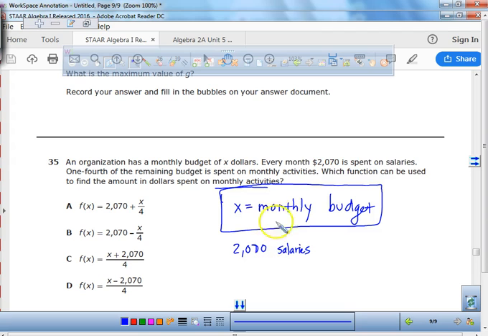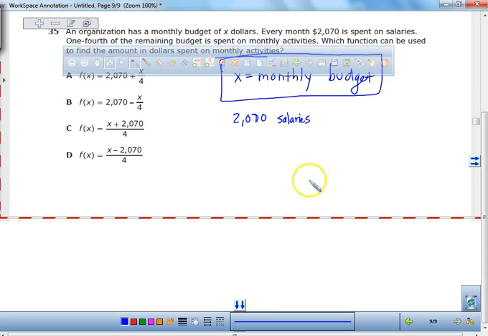All right. So 2,070 of this is spent every single month, right? So we have to figure out 1/4 of the remaining budget. So we have to take 1/4 of whatever we have left. Let's think about this. So X, that's the total, right? That's the total. Now why did I put a minus sign there? We didn't take it because that's my total.